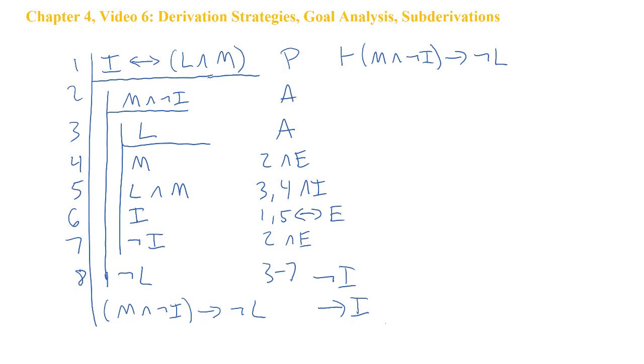The outermost subderivation, which starts in line 2 with M and not I, leads to not L in line 8, so we can cite 2 through 8 to justify line 9 by an arrow introduction.